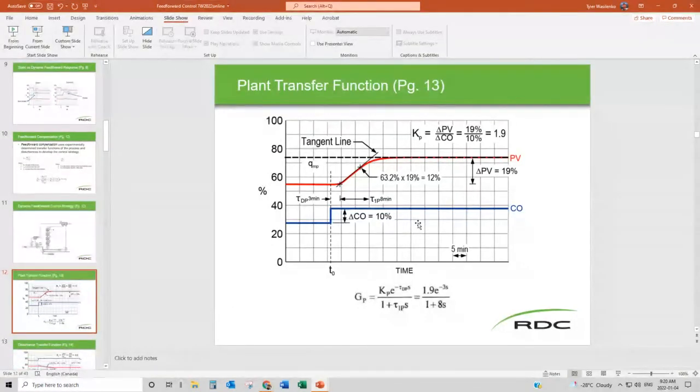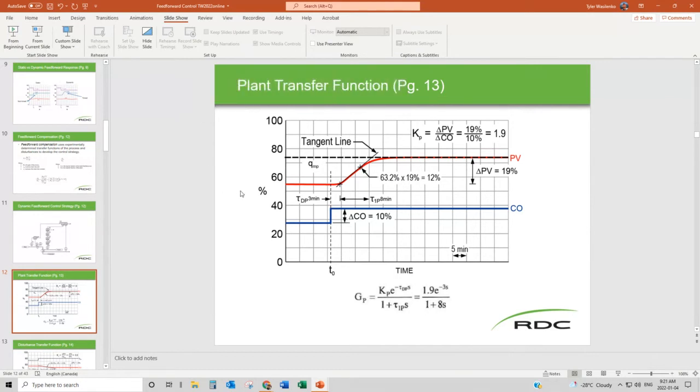Okay, so here's a flashback for you all. This is the example from the ILM. So just to review, we make a step change in our controller output of some value, in this case 10%. Our process variable reacts in a certain way. So in this case, we did a 10% change on our controller. We got a 19% change in our process variable. If you remember, change in output over change in input will give us our gain.